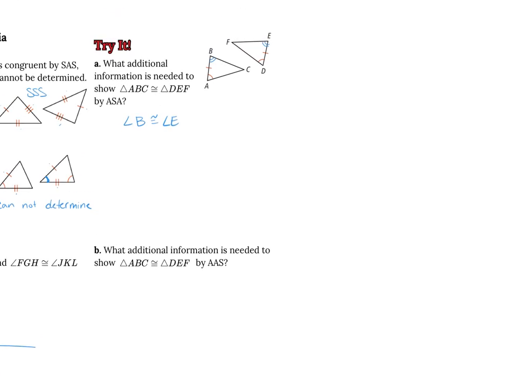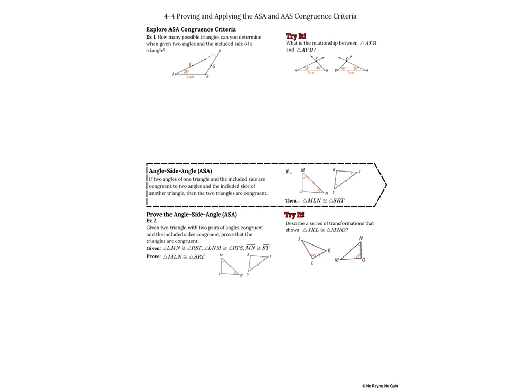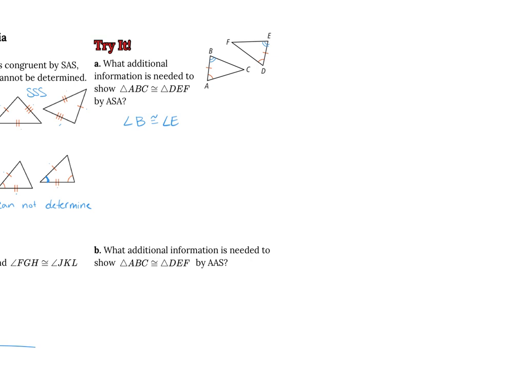Okay, so now we want to use angle, angle, side. This time, if I wanted to do angle, angle, side, I would need this angle and this angle so that I would have angle, angle, side. So I would need to prove that angle ACB is congruent to angle DFE. Or I could just leave it as angle C is congruent to angle F to simplify it.